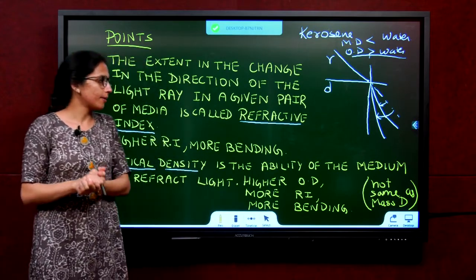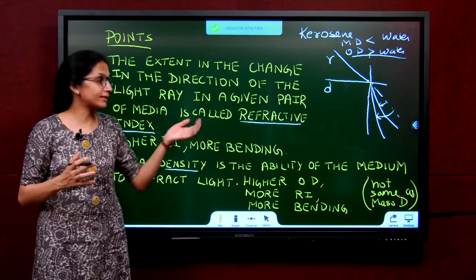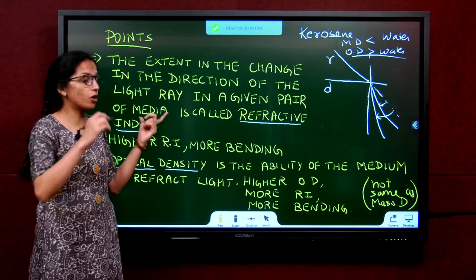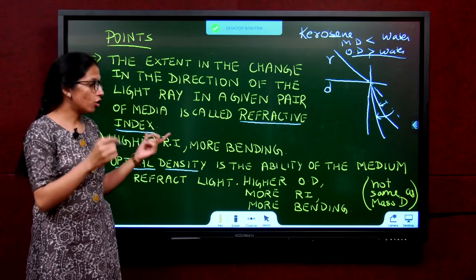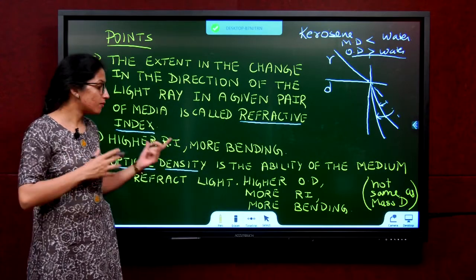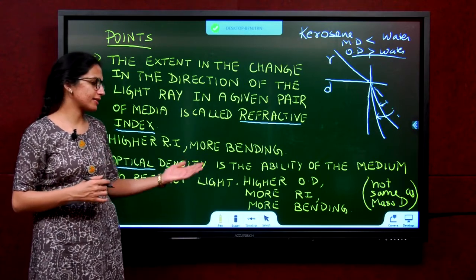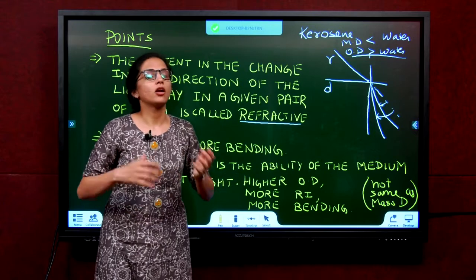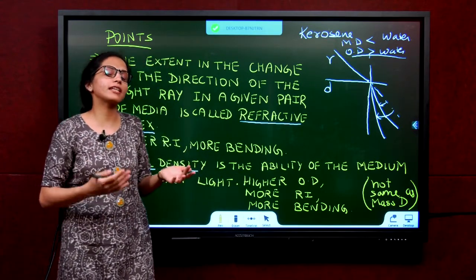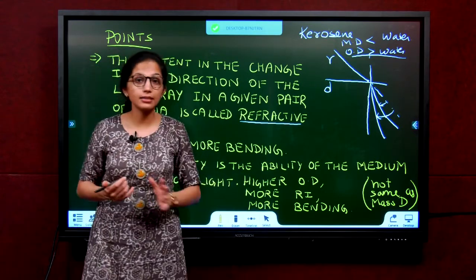Keep that in mind. So I hope you understood why we need something called refractive index, because we want to see how much it bends. More the refractive index, more the bending. That is dependent on something called optical density. This optical density also, higher the density, more the refractive index, more the refractive index, more the bending. This part is important.